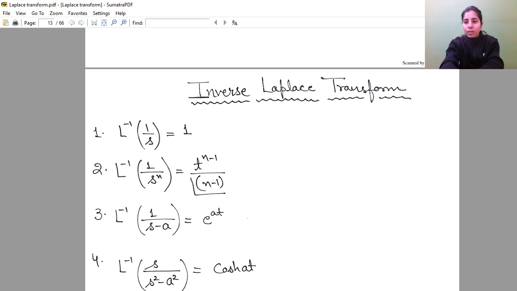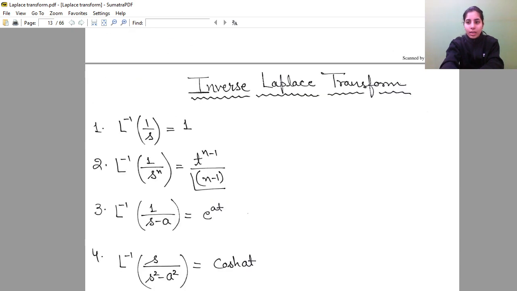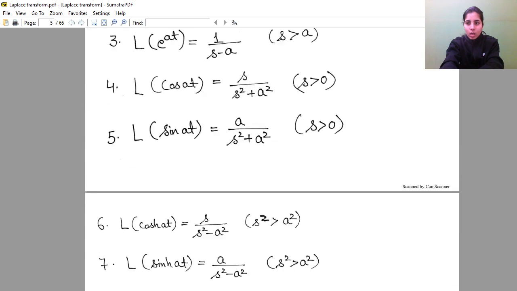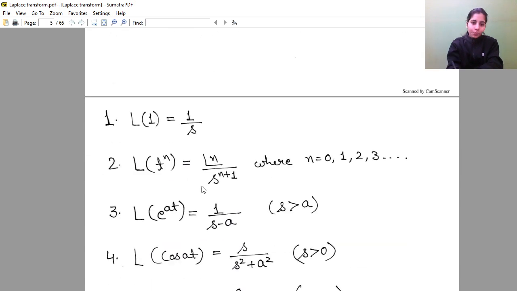Even if you are familiar with the Laplace transform formula, I'm just going to show you that once. Okay, then what do you need to do? Just take this Laplace transform on the other side. It will become L inverse 1 upon s, which will give you the value 1. L inverse factorial n upon s to the power n plus 1, that will be t to the power n. L inverse 1 upon s minus a, that will be e to the power at. L inverse s upon s square plus a square, that will be cos at.